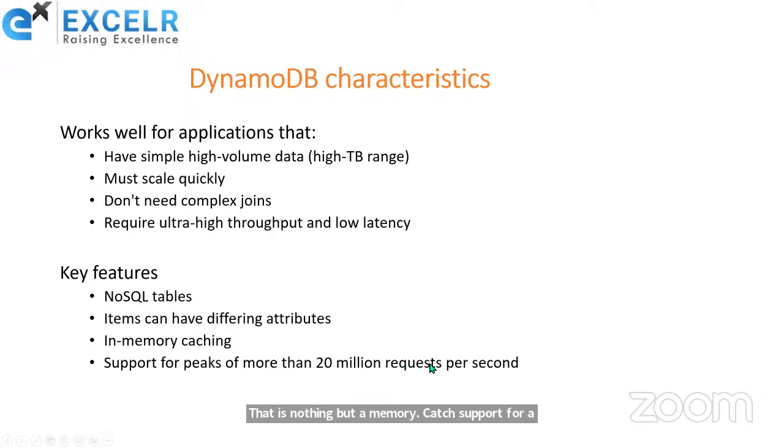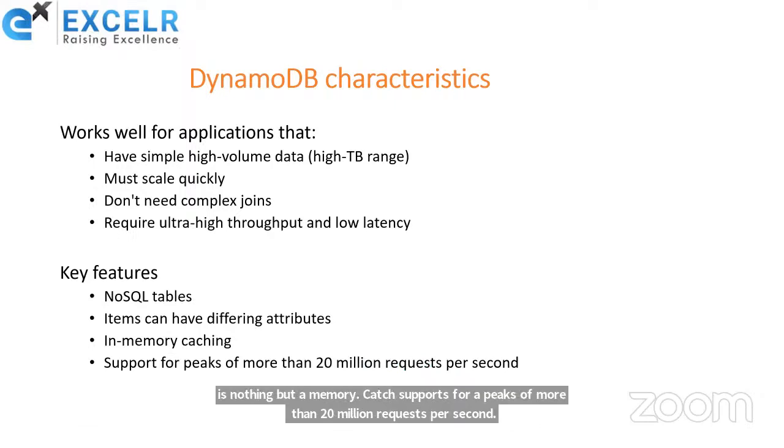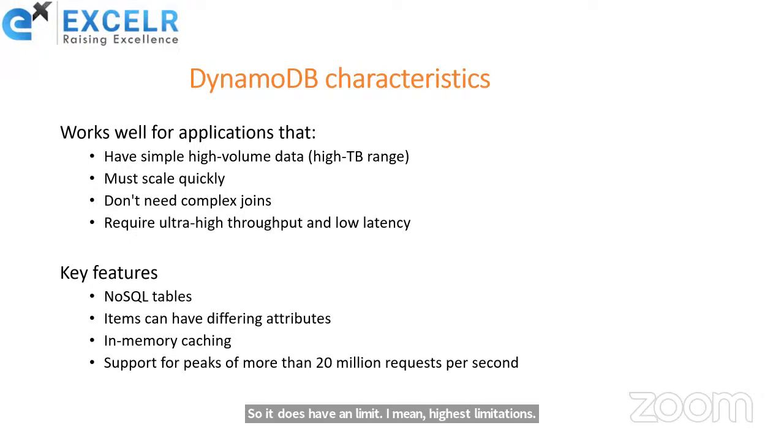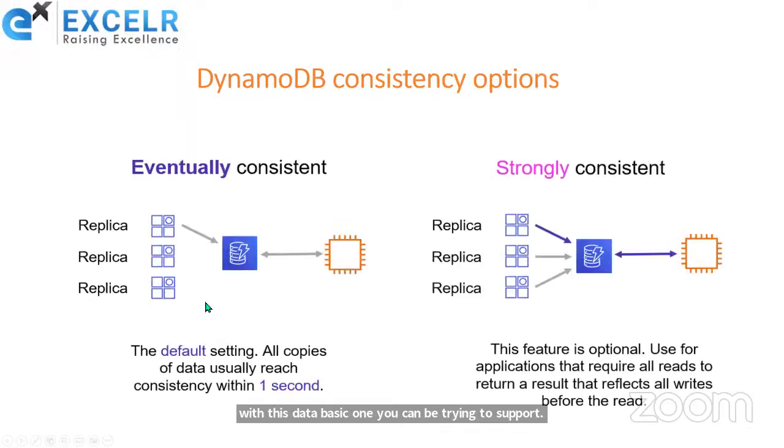It supports peaks of more than 20 million requests per second. So it does have a highest limit. So 20 million requests, like hits, can come directly to the database level. Like 20 million requests from different servers, like people who are using the application, they can hit different types of queries, and this database can support us. Okay, these are the key features. So these are the DynamoDB consistency options. You can see how this database retrieves data as well.